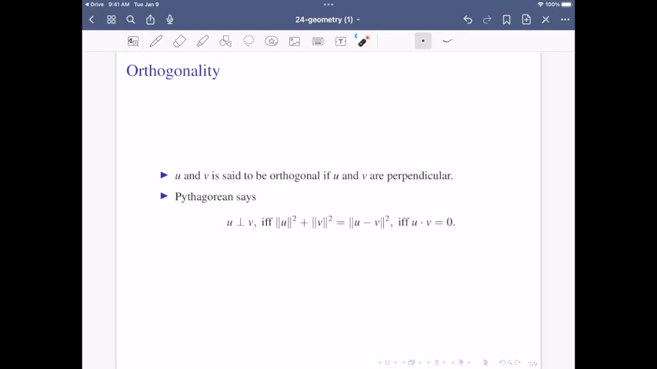And Pythagorean says if u is orthogonal to v, then the length of u squared plus the length of v squared equals the length of u minus v squared. Or equivalently, u dot v equals 0. All right, we need a little bit of explanation for this. So u perpendicular to v, then we can think of two vectors in 2 dimensions.